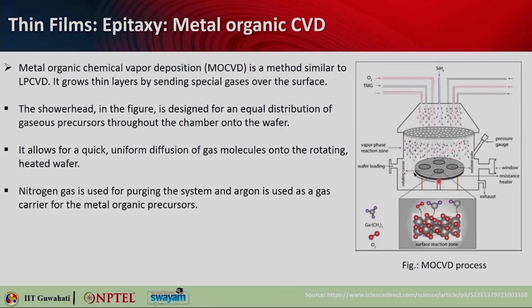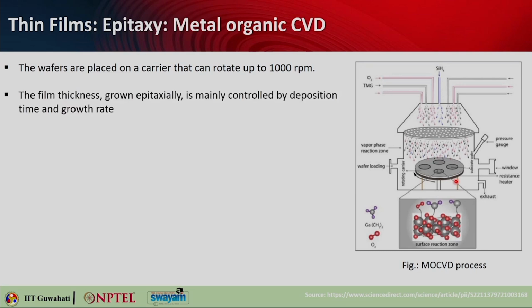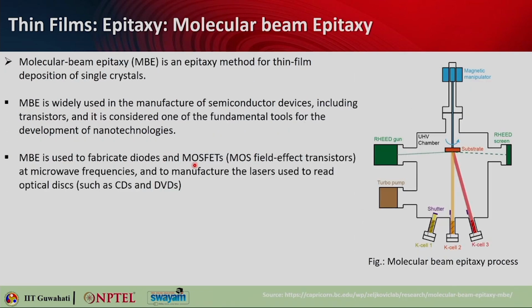So, nitrogen gas is typically used for purging the system, and argon gas can be used as the carrier of the metal organic precursors. These are the wafer loading window, this is the exhaust, and this is where the resistance heater is that heats up the platform. So, you can actually see that this particular wafer rotates on this platform at a speed up to 1000 rpm. The film thickness, which is grown epitaxially, that means orderly, is mainly controlled by deposition time and the growth rate. And growth rate is also strongly affected by the growth pressure in the chamber, substrate temperature and the precursor flow rate. So, these are the factors that actually decide what will be the growth rate of the film.